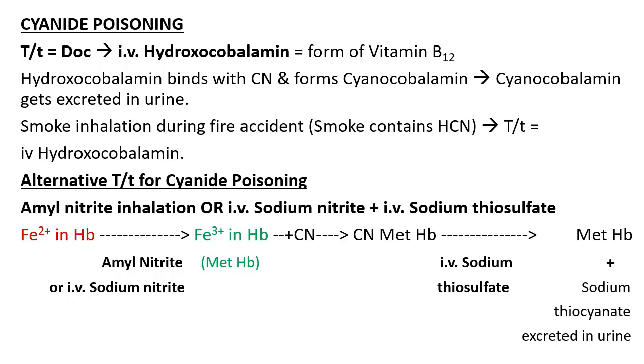Fe2+ in hemoglobin gets converted to Fe3+ in hemoglobin by amyl nitrite or intravenous sodium nitrite. Now Fe3+ in hemoglobin is called methemoglobin. Methemoglobin has higher affinity for cyanide and it combines with cyanide and forms cyanomethemoglobin.